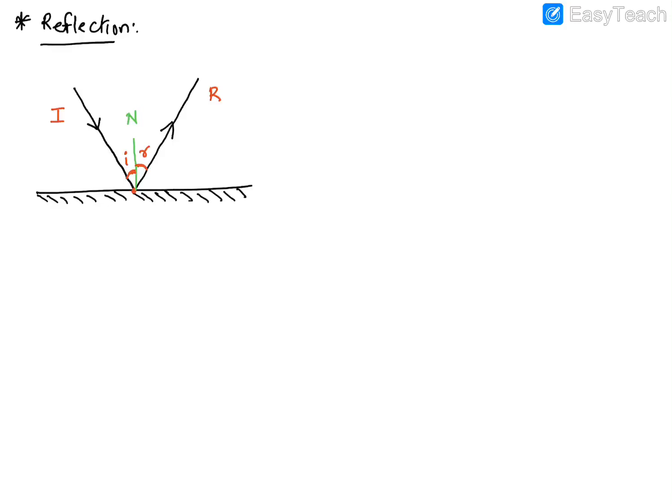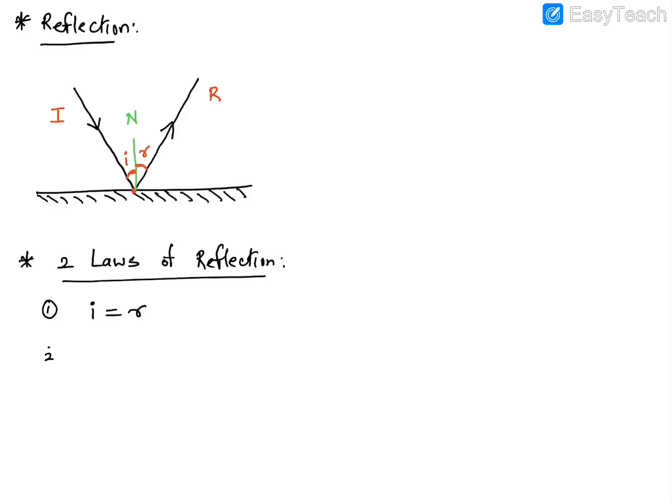And there are also two very important laws of reflection. Now, what are the two laws of reflection? So, the first law states that the angle of incidence is equal to the angle of reflection. So, every time there is a reflection, angle of incidence will be equal to what? Angle of reflection. And the second law states that the incident ray, the reflected ray, and the normal at the point of incidence, they all lie in the same plane.